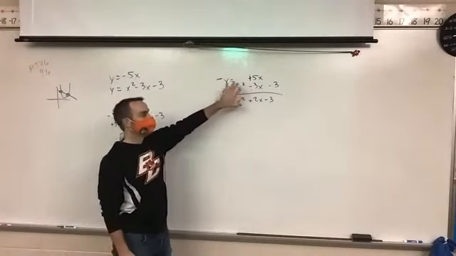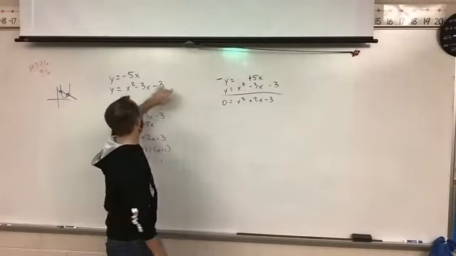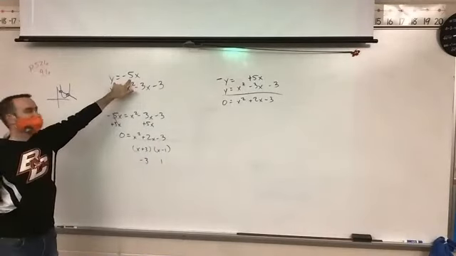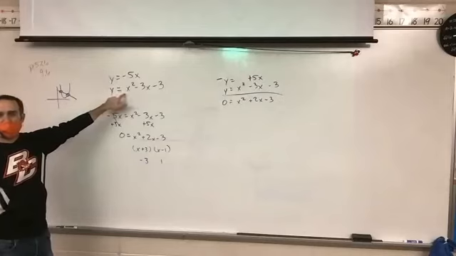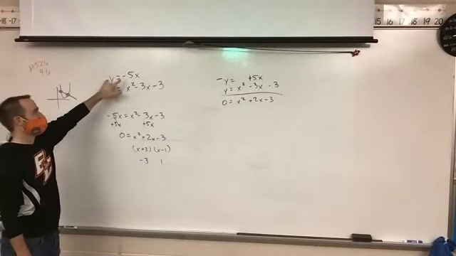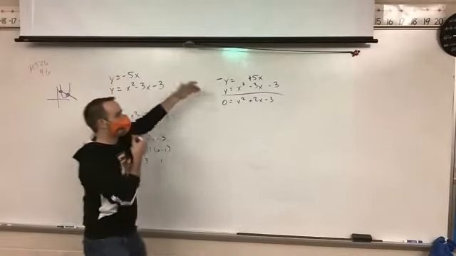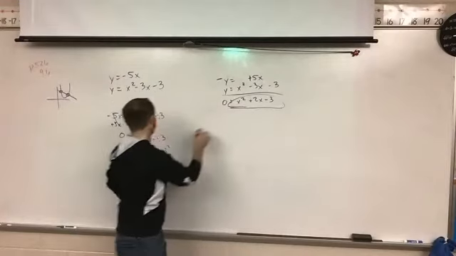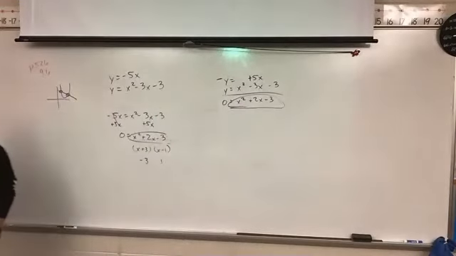Elimination. If I go to eliminate, I'm always going to make the linear one negative because I don't want to worry about a negative x squared. So I'm going to make this a negative y, this a positive 5x. And when I add straight down, look at what I'm left with. I'm left with the exact same thing.